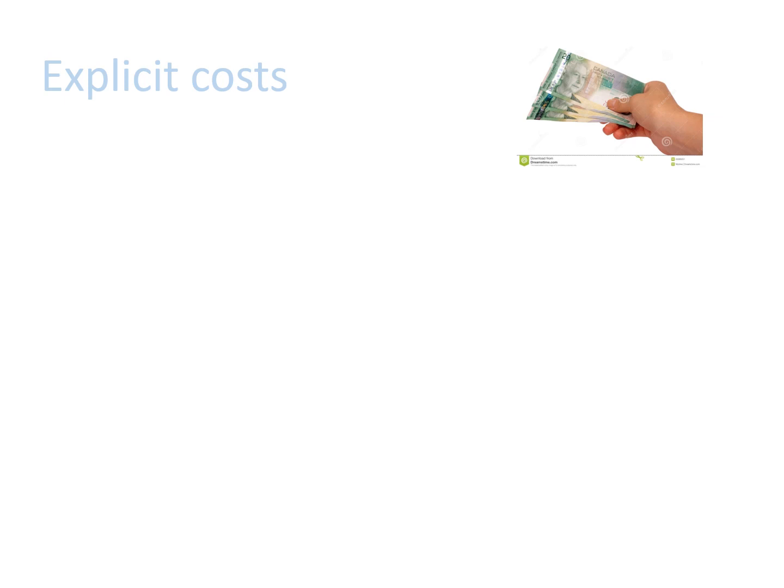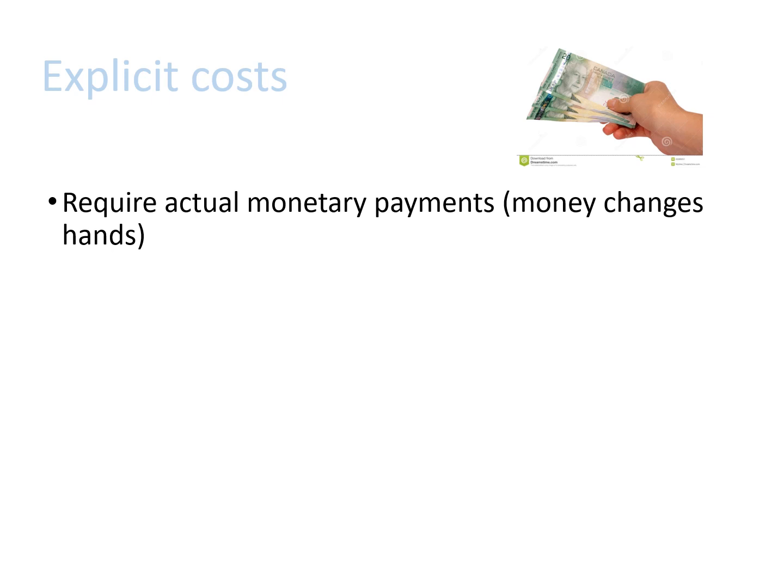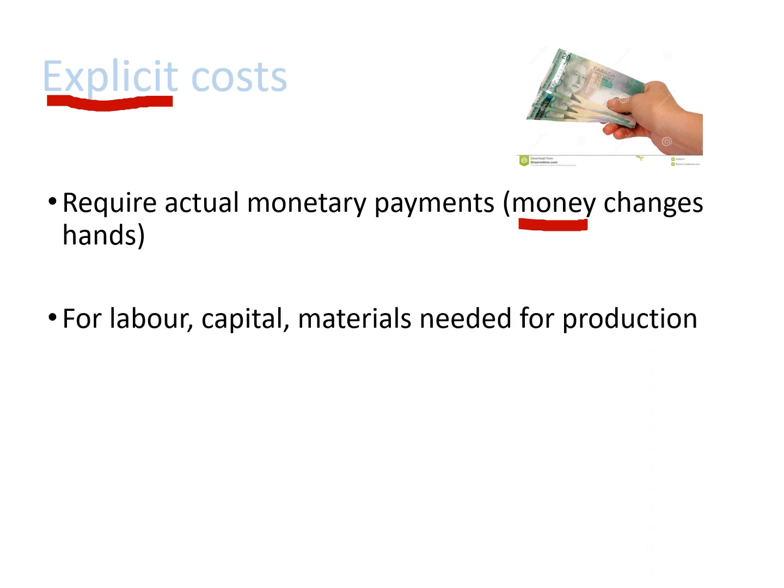So the explicit costs are those costs which require money to change hands. Okay, so explicit in this case means visible or clear costs. So in general for production, you will be paying money for things like labor, somebody's work, capital, that would be interest payments on a loan, for example, and for materials that are needed for production.